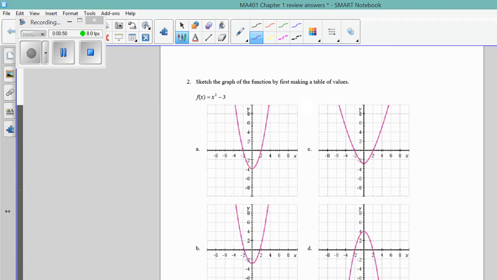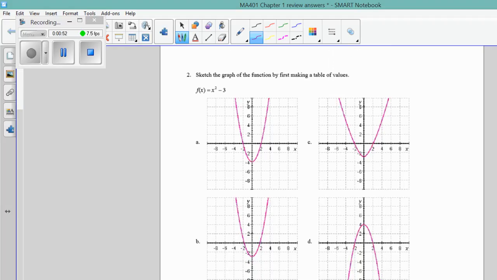Now, number 2 says sketch the graph of the function by making a table of values. We could always just put this in our graphing calculator. You bet we could. But there's a couple things I want you to notice here. That looks like 4, negative 4. That looks like negative 3. This one also looks like negative 3, and this one looks like 4. But where this vertex is happening is when x is 0.